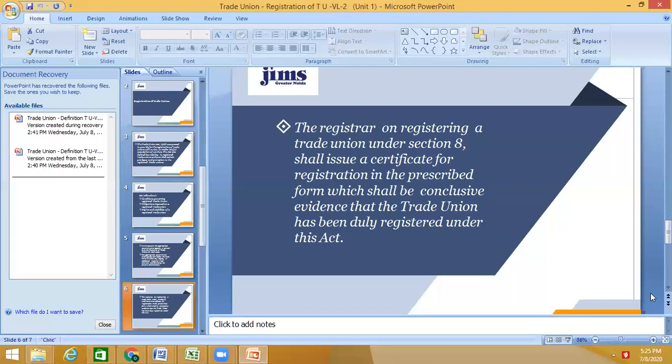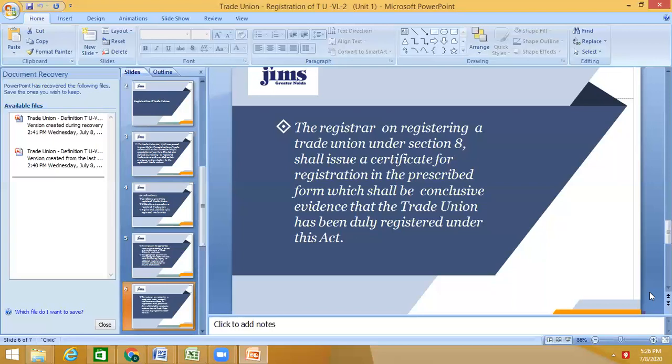And adequate facilities for the inspection of the account books by the office bearers and the members of the trade unions. So the office bearers of the trade union or the other members can inspect the account books to ensure that the funds of the trade unions are in safe custody, in safe hands.